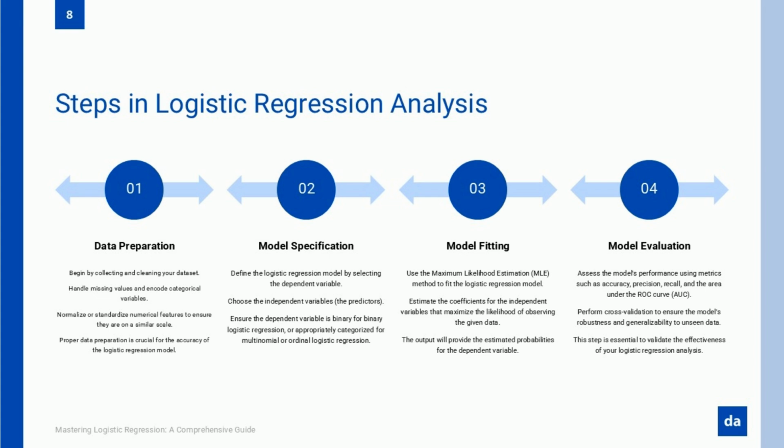Finally, we need to evaluate the model. Just because the model is trained doesn't mean it's ready for action. We measure its performance using key metrics like accuracy, precision, recall, and the ROC curve. We might also split our dataset into a training set and a test set, ensuring that our model can generalize to new, unseen data. And if we really want to make sure our model is solid, we use cross-validation to check its robustness.